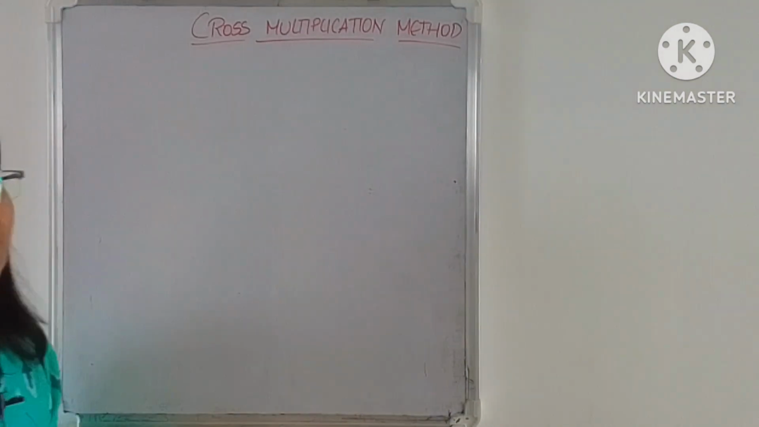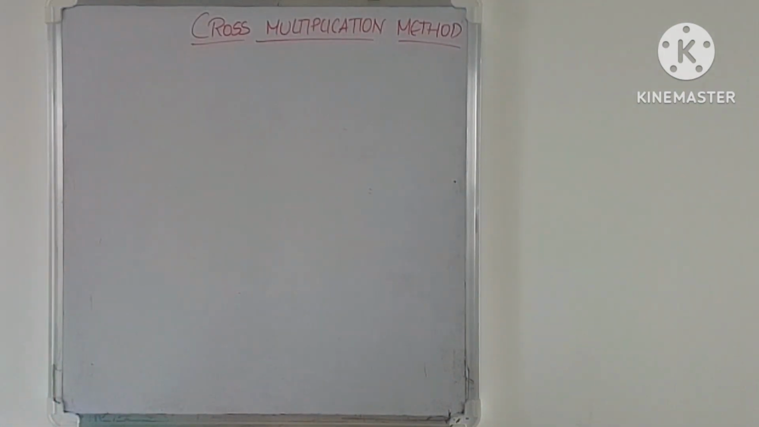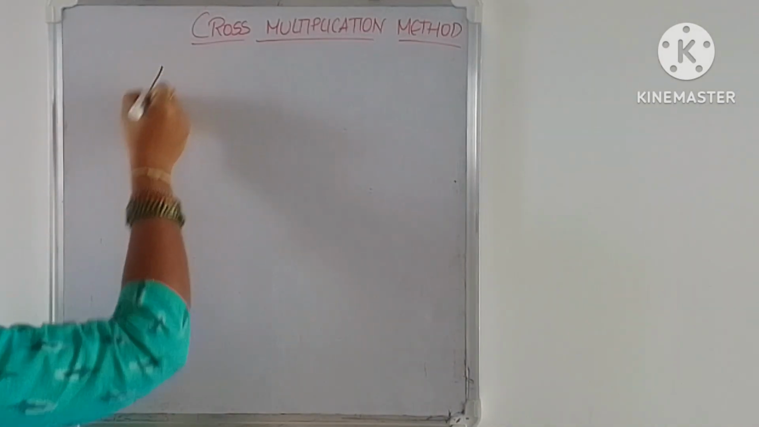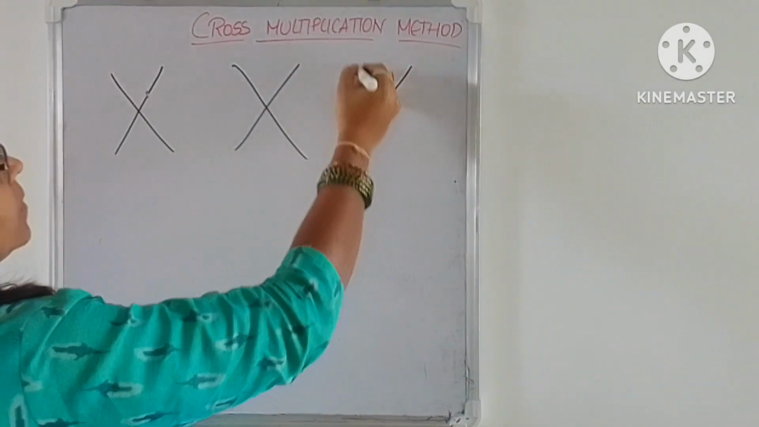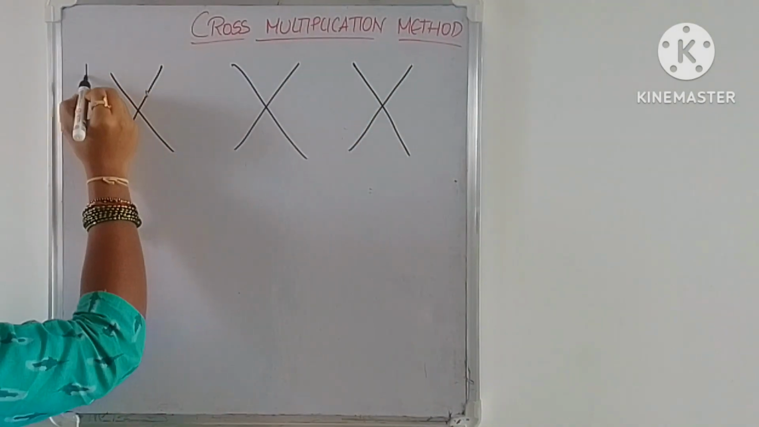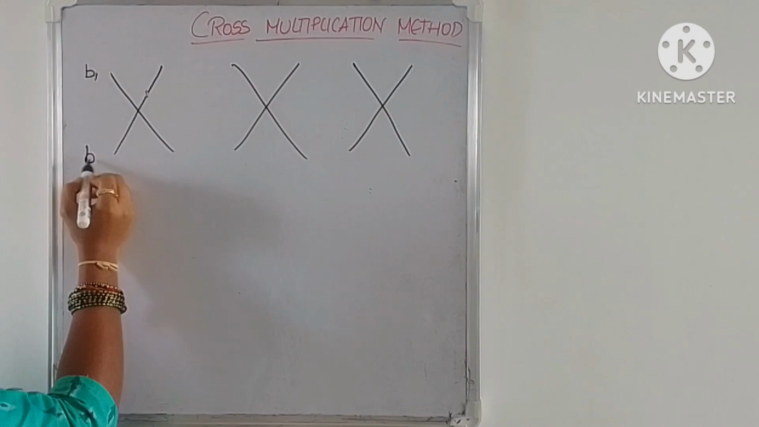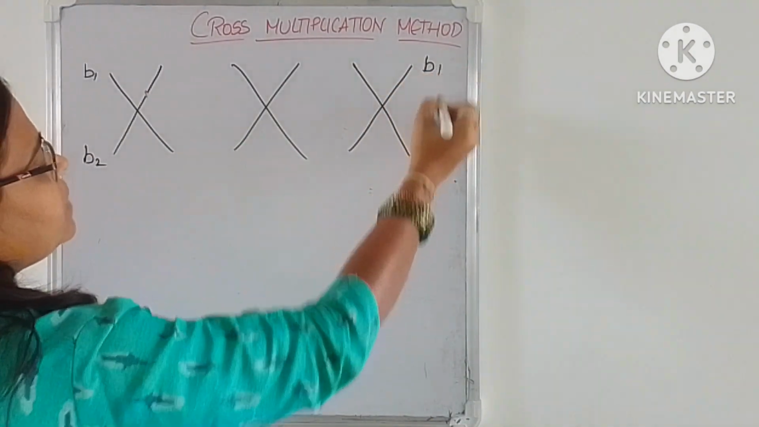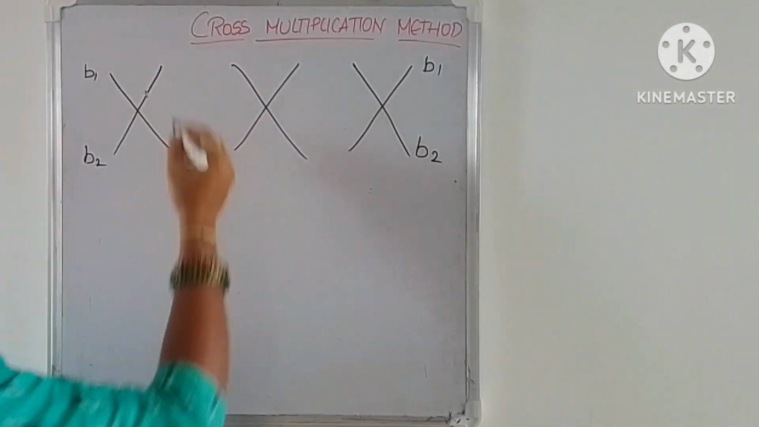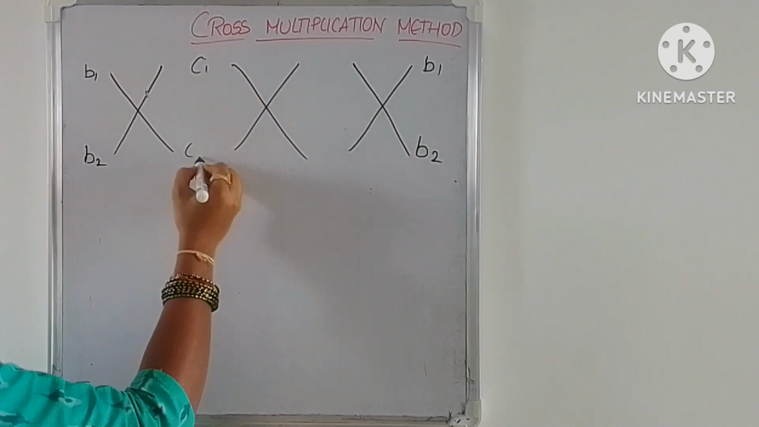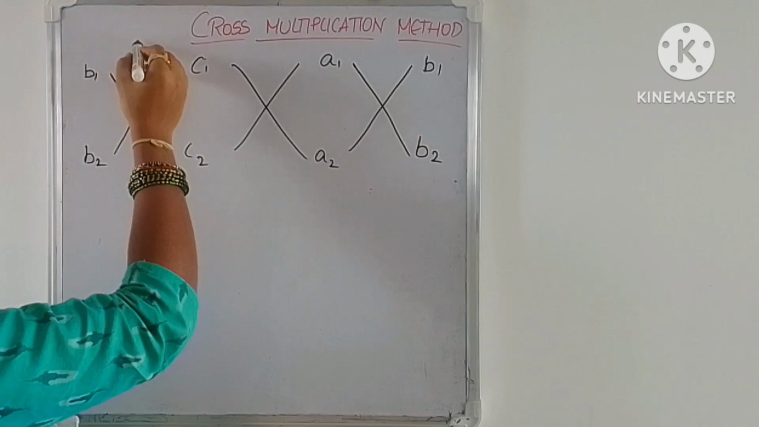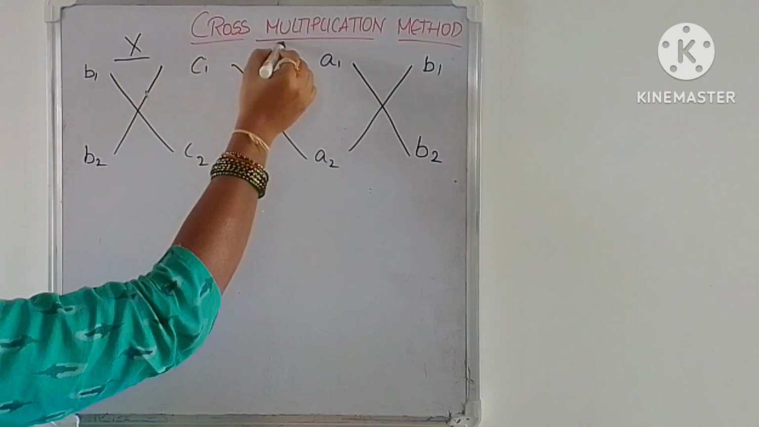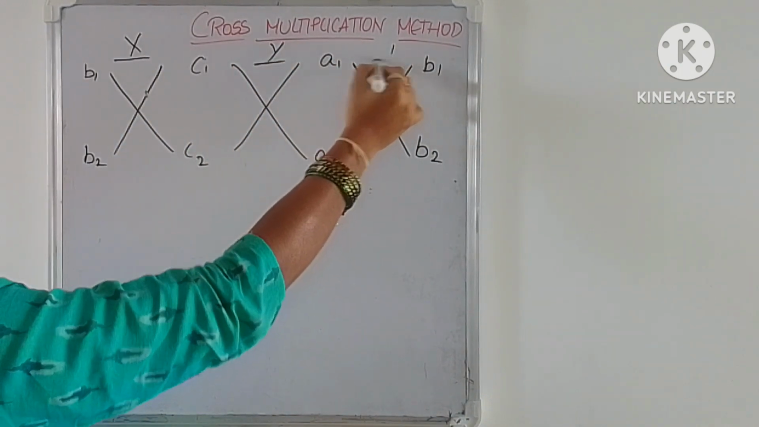Now let us see the cross multiplication method. For cross multiplication, there is only one technique we have to remember. First we have to keep it like this. At the starting we will get b1, b2. At the ending also we will get b1, b2. In the middle we have to write c1, c2, and here a1, a2. And the titles here are x, y, and 1.